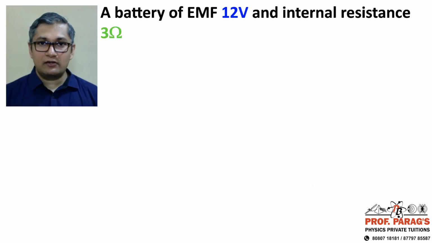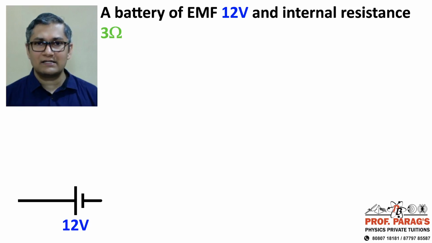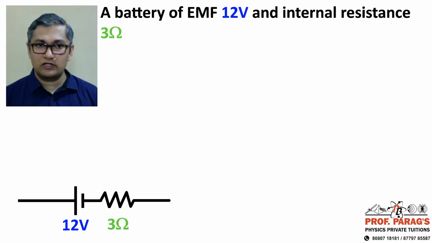Okay, let's take the second question. Again, please note, you can pause and go back, just copy, write down wherever needed. A battery of EMF 12 volts and internal resistance 3 ohms. Let's say there is a battery. It's a combination of cells, so I can just draw one cell. We need not draw multiple cells here, although they are calling it a battery. The battery voltage is 12 volts, internal resistance is 3 ohms. Voltage in blue, resistance in green again.